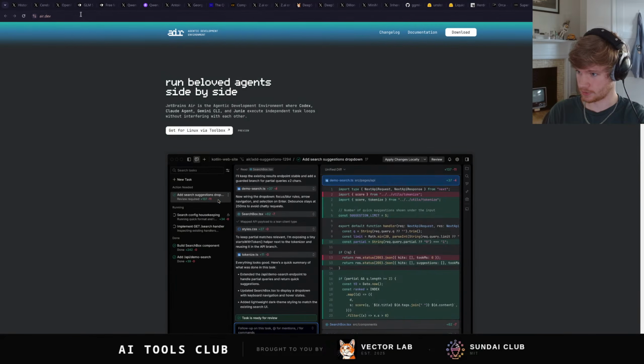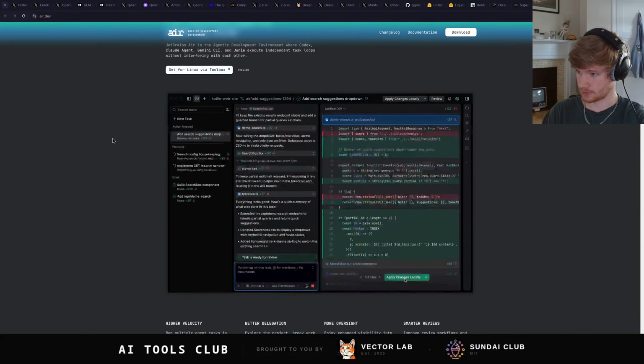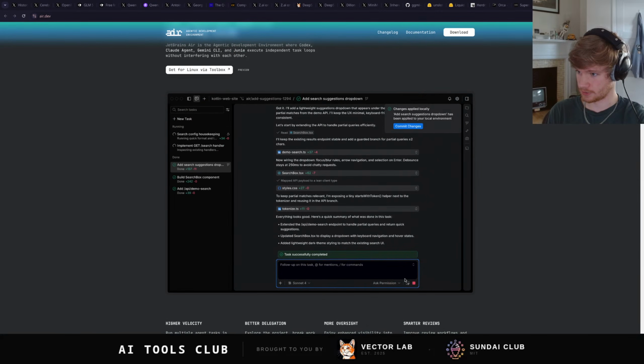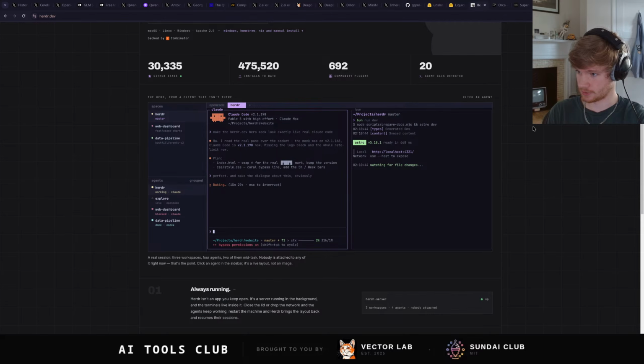I was using Tmux and then I changed to Herder just because of the little UX stuff, like the little bing when stuff is done, actually kind of made it better.